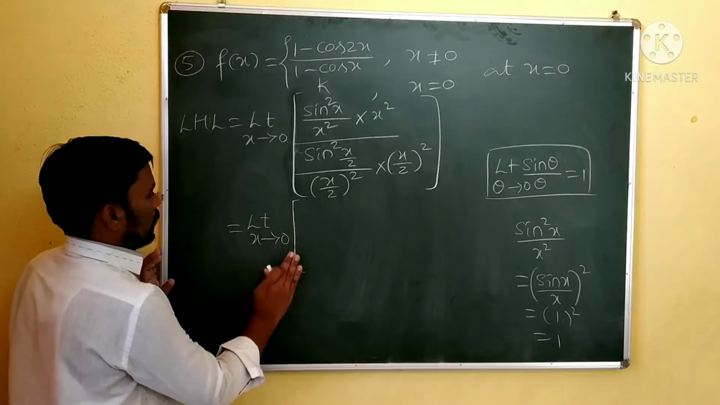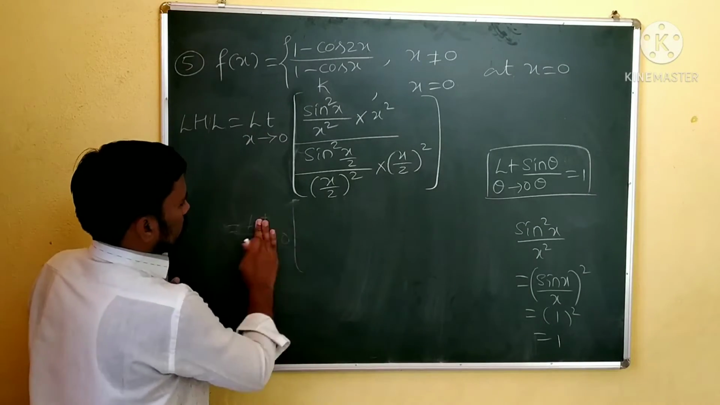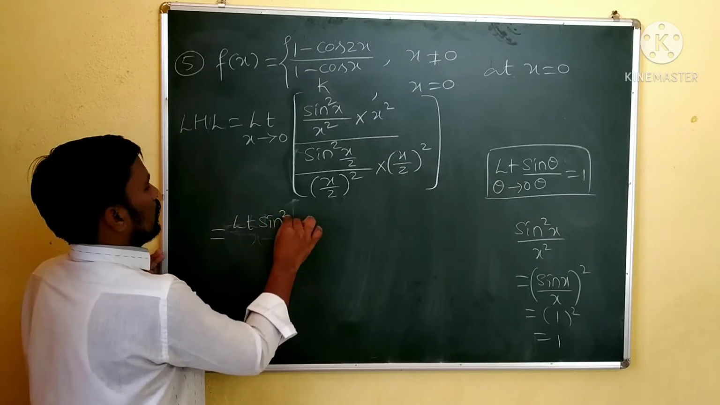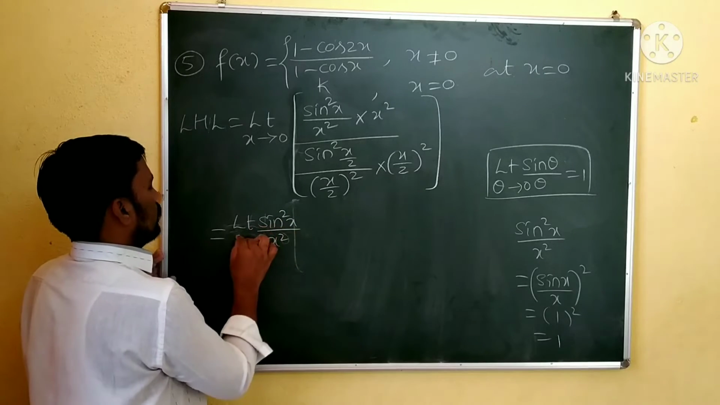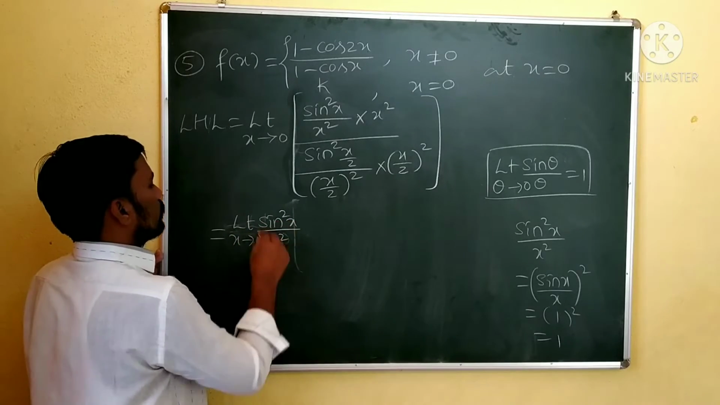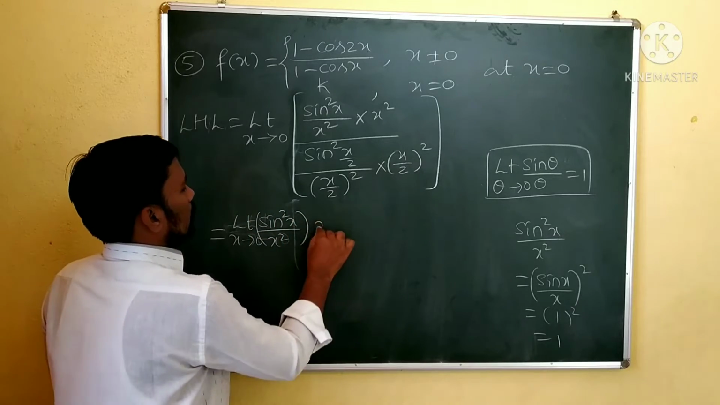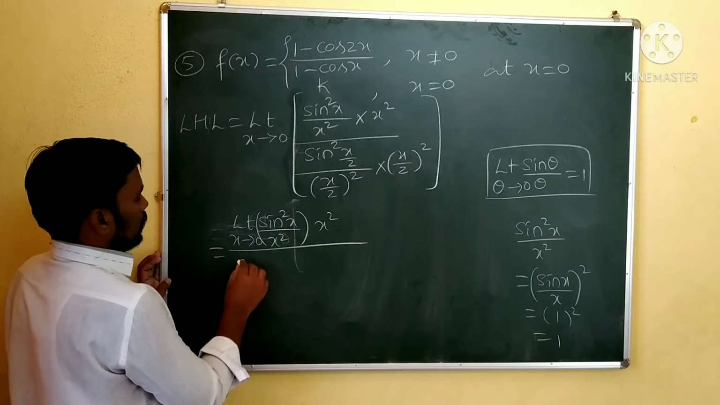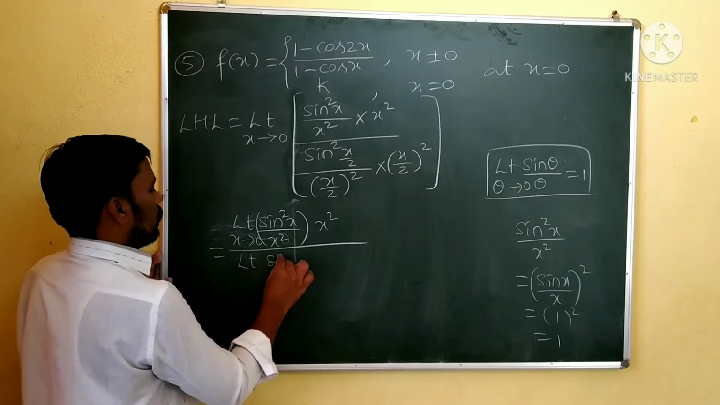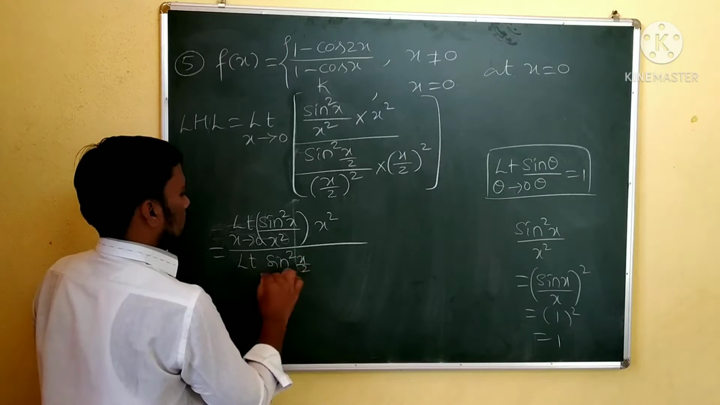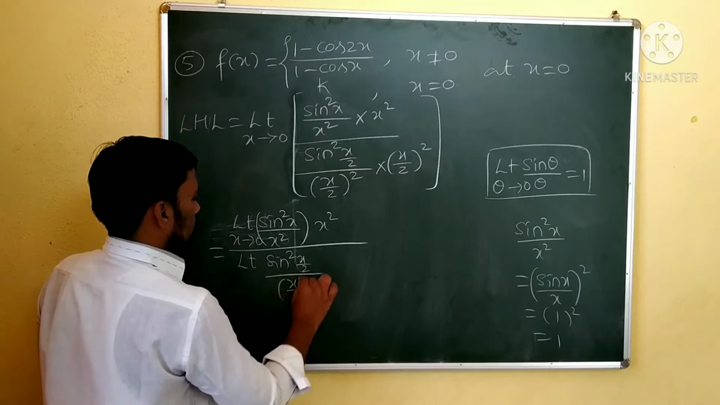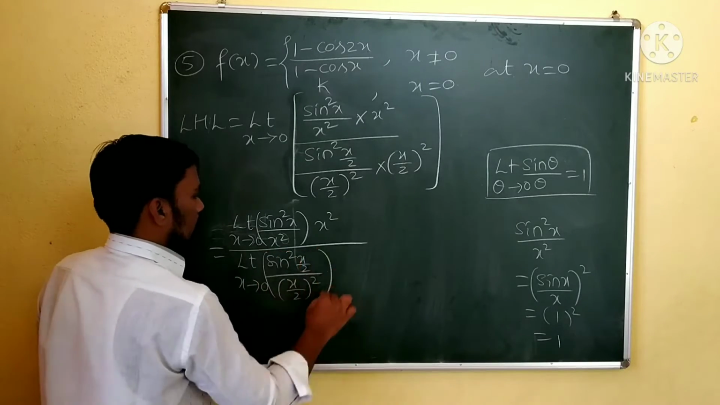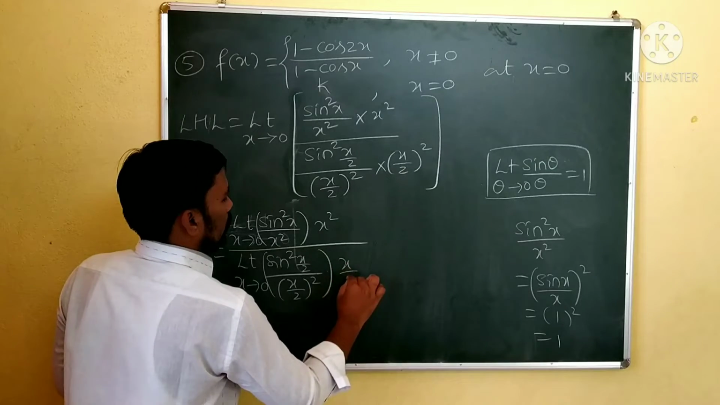Not necessary to write this again. Limit of sin square x by x square as x tending to 0, into x square, divided by limit of sin square x by 2 divided by x by 2 whole square as x tending to 0, into x by 2 whole square.